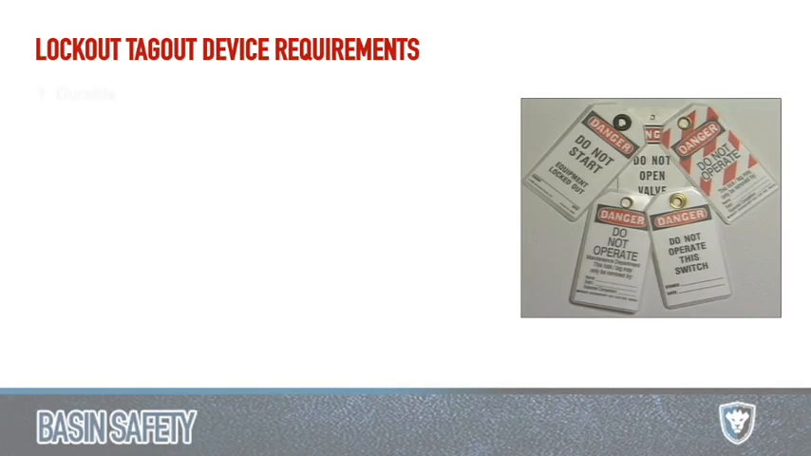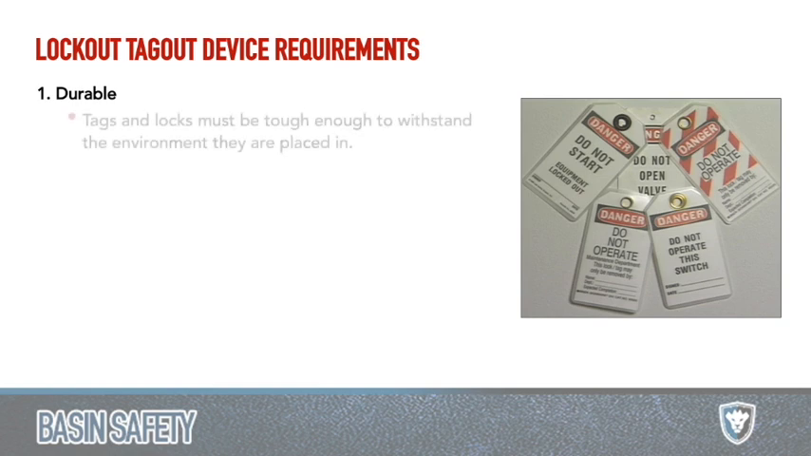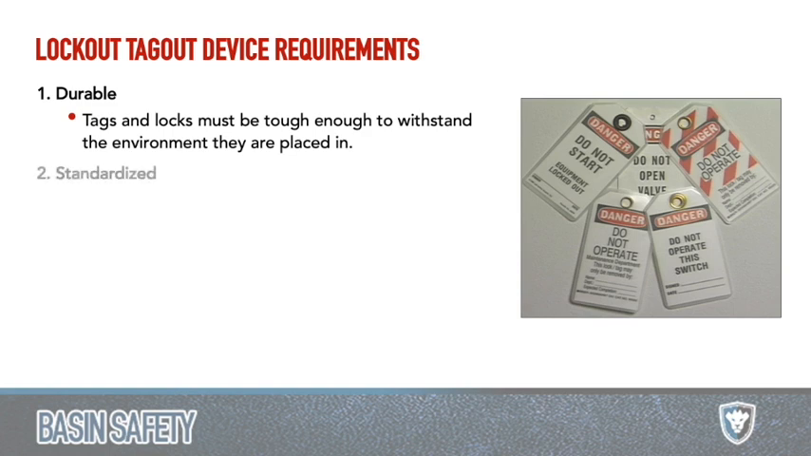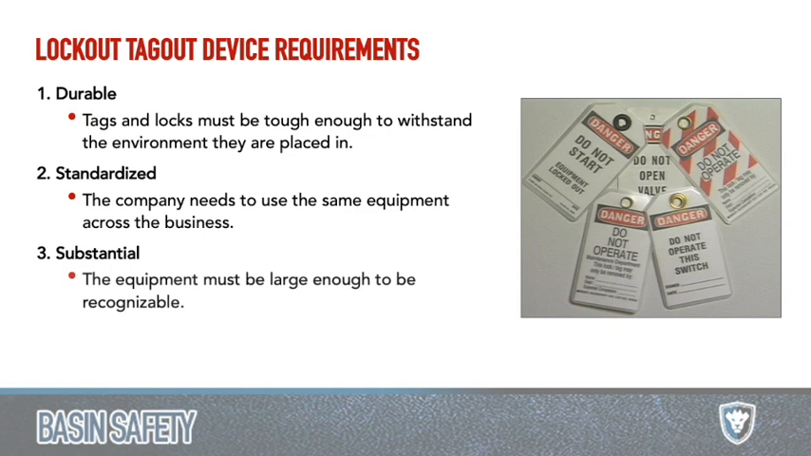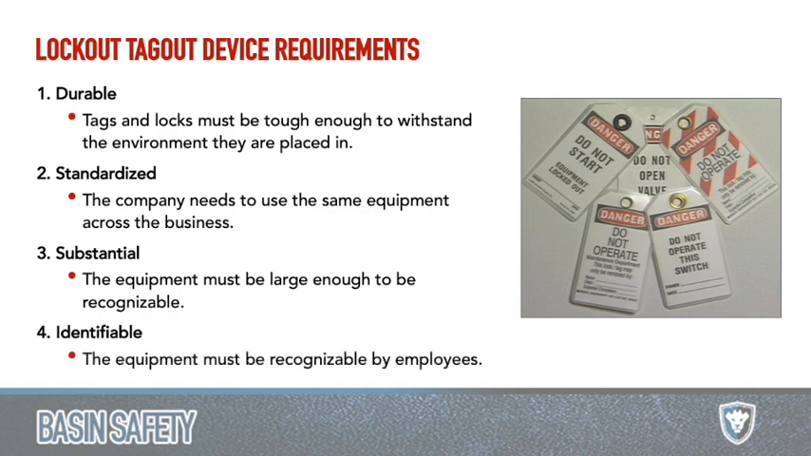So a few other requirements we talked about. Everyone needs to have their own lock, their own tag. The tags, rather, need to be durable, standardized, substantial, and identifiable. So it doesn't necessarily have to look like these tags here, but they have to follow these requirements. And if you're going to use your own printed tag, no problem. You see some of them have stripes through them, some of them don't. The danger sign usually needs to be on there, or warning. In those cases, they do have to follow the ANSI specifications for the lettering. So you can't just write it with a Sharpie marker, for example.